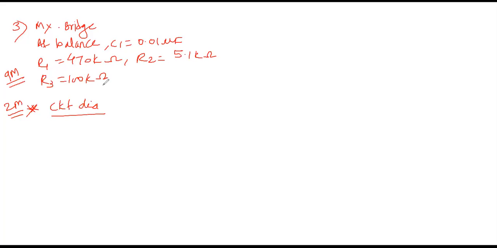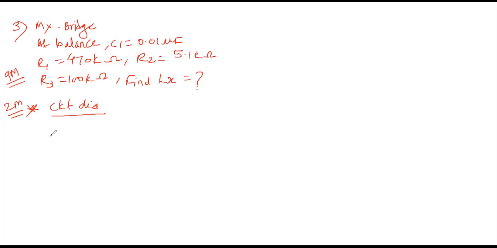So at balance, this is given. What do we have to calculate? Find the unknown impedance Lx. Okay, so this is Maxwell's LC bridge. In Maxwell's inductance bridge, what do we have? Two inductors. It is an inductance comparison bridge. In Maxwell's LC bridge, what do we have? We have one inductor and one capacitor.